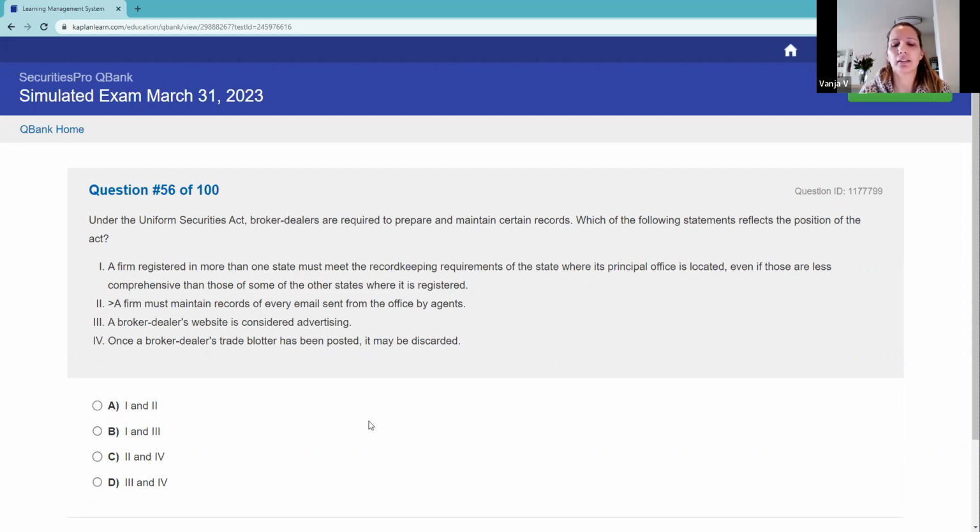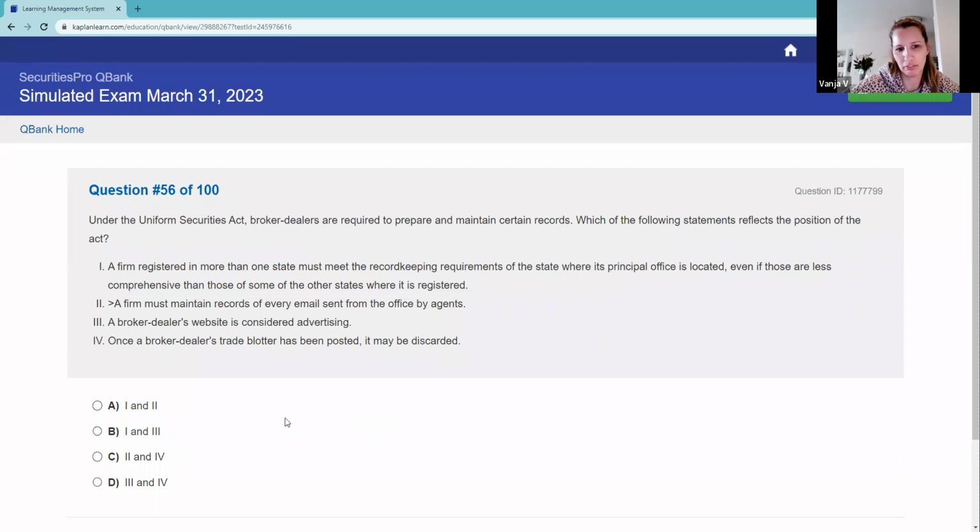Because like what they're saying, like personal emails from agents, they don't have to. You've got to decide that. Welcome to the test, right? I think if they would have meant just professional, they would have said that. But yeah, you're going to have to decide here what you like better, 2 or also 3, included or not. So you've got to decide which one you like better. Do you like Roman numeral 2 that says a firm has to maintain records of every email sent from the office by agents? I have a test taking trick I would probably use to solve this. I'll share with you after you get it correct or you miss it. 3, a broker dealer's website is considered advertising. I'm going to go with 1 and 3.